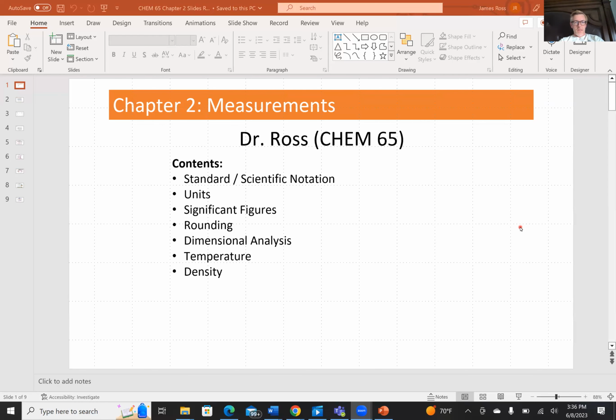Hi, chemist. Dr. Ross here with chapter 2 of our introductory general chemistry course, or Chem 65 as we call it. The contents of this chapter, which looks at measurements, are as follows. Standard and scientific notation. We're going to look at units, significant figures, rounding, dimensional analysis, temperature, and finally density.